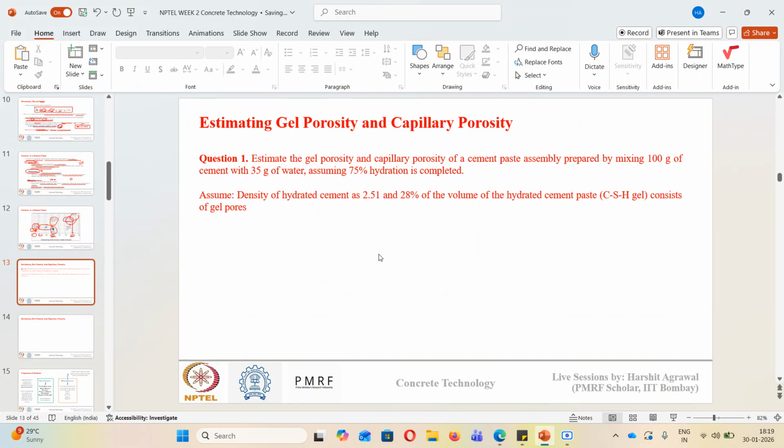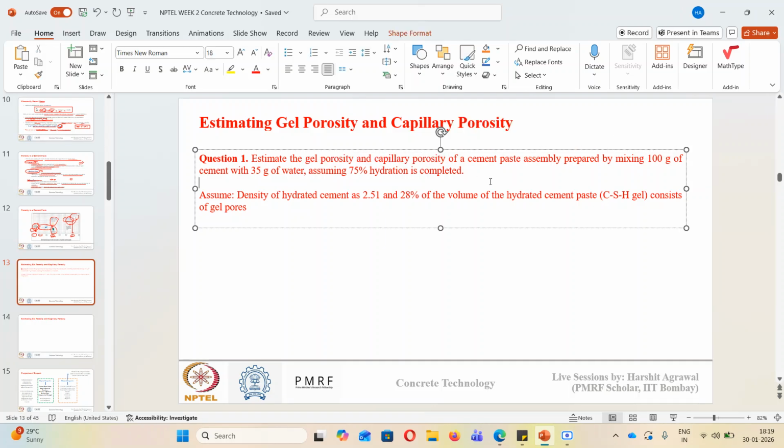Just give this question a try. Just think about what steps we need to follow. In this question, we need to estimate gel porosity and capillary porosity in a mixture prepared with 100 grams of cement and 35 grams of water, and we need to assume 75% hydration. It is not a completely hydrated system, only 75% hydration is completed. We know the density of hydrated cement, and we know that 28% of the volume of hydrated cement paste consists of gel pores.